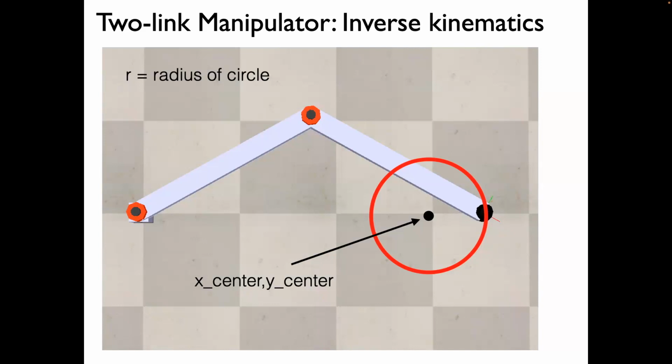The goal of this video is to use the two-link manipulator that we modeled in the previous video to do inverse kinematics. What I mean by inverse kinematics is that we want the end effector, the black dot here, to trace a curve. In this case, we'll look at a circle.